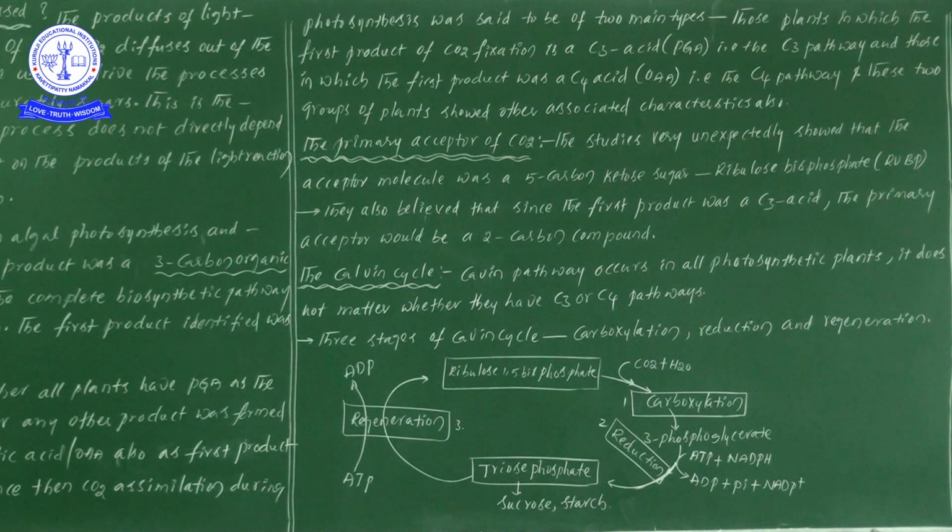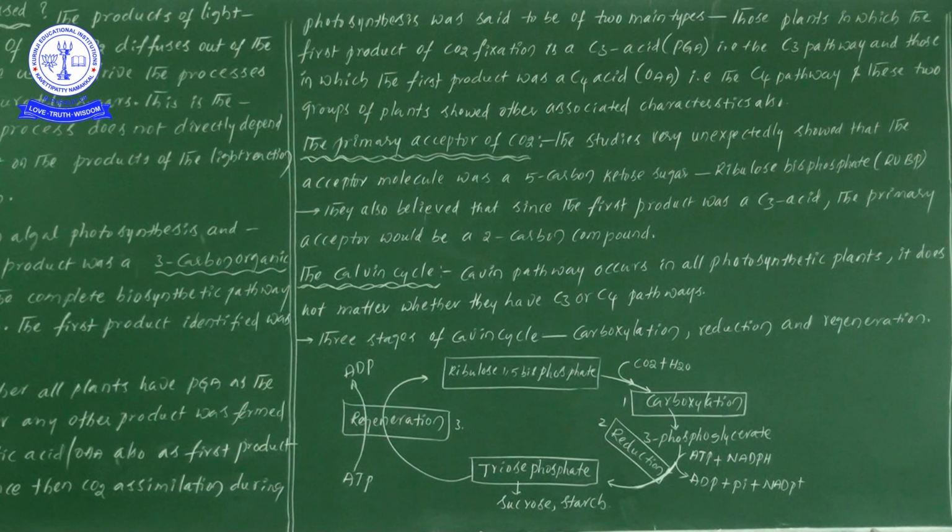After that, for our convenience to study the Calvin cycle, we have divided it into 3 stages: carboxylation, reduction and regeneration. What happens in carboxylation, what happens in reduction, and what happens in regeneration, let us learn in tomorrow's class. Okay, so thank you.